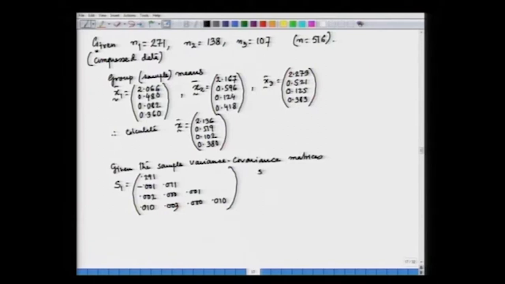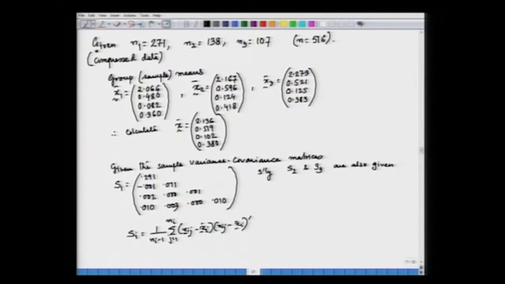And similarly, I have S2 and S3, these are also given. Otherwise again I cannot proceed. So I have been given these three sample variance covariance matrices. I know that S_i, for the ith group, is 1 by n_i minus 1 times the sum over j from 1 to n_i of (x_ij minus x_i bar)(x_ij minus x_i bar) prime, and this is how I define the sample variance covariance matrix.